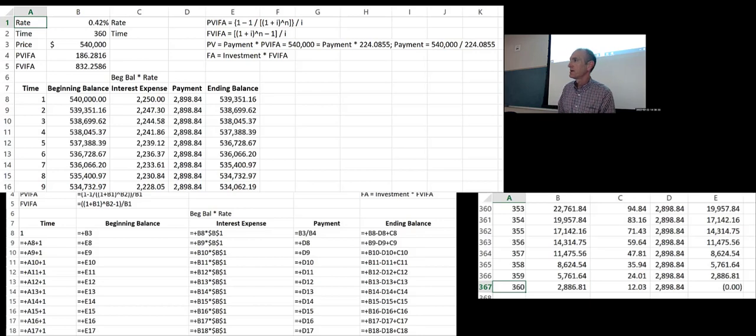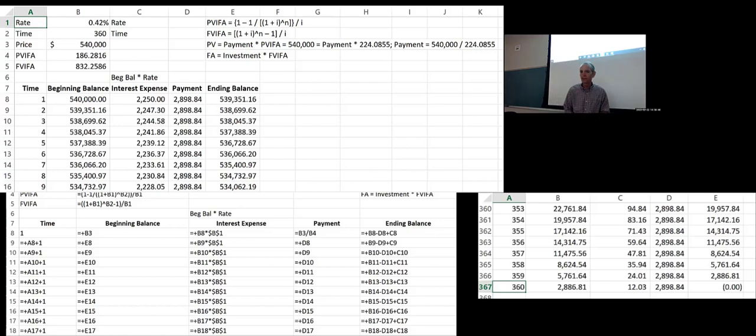So 360 months, all right? So if the rate's monthly, the time has to be months. If the rate's weekly, the time has to be how many weeks? As long as you do that, you're good. And we're gonna put both factors in. Anybody, this is a tough one.